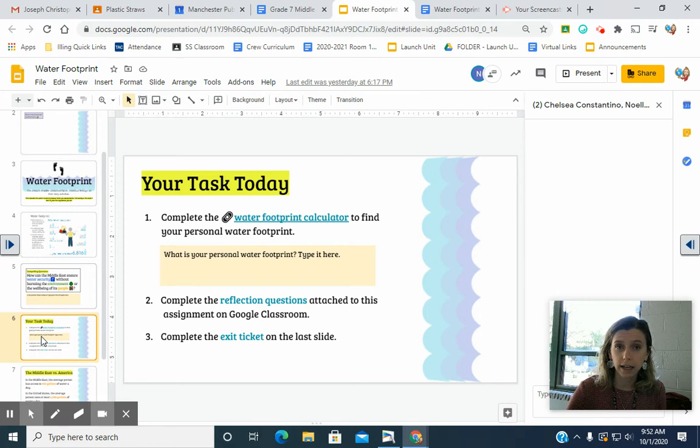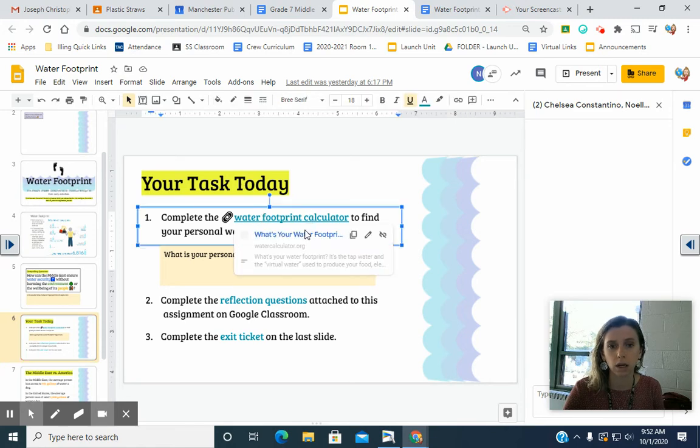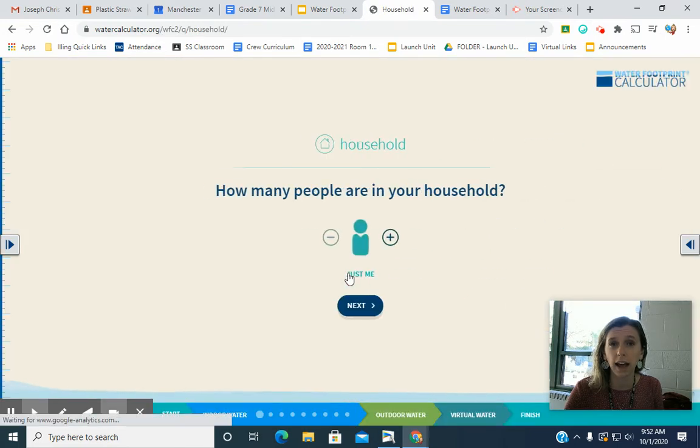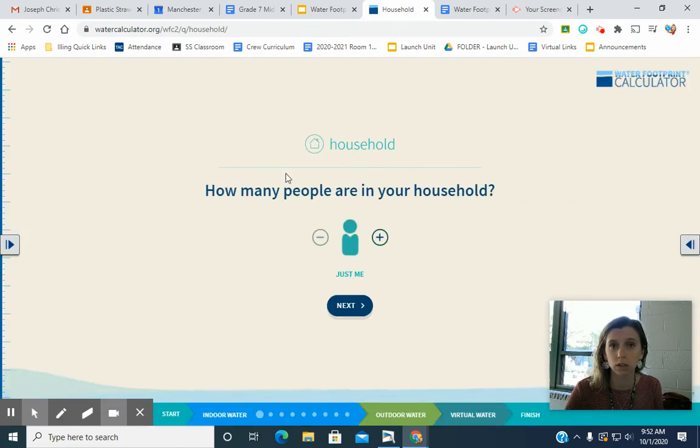Now your task today is to calculate your personal water footprint. So step 1, complete the water footprint calculator to find your personal water footprint. This is a link, see how it's underlined. We're going to click this and it will take us to a new website that looks like this. So you're going to click find your footprint and it's going to ask you a bunch of questions about your daily life. If you have questions about any of the things it's asking you or if you don't understand, reach out to your social studies teacher and we'll help you figure it out.